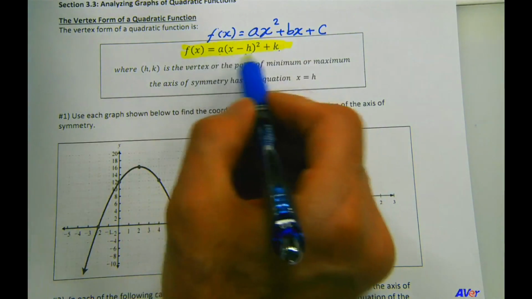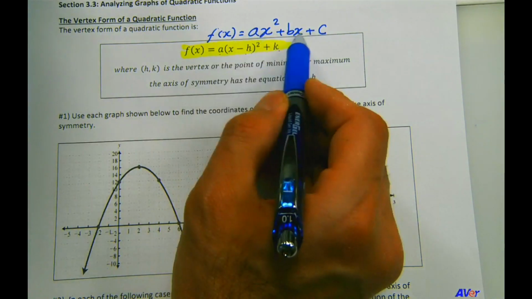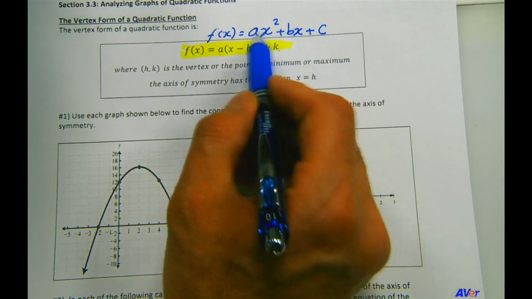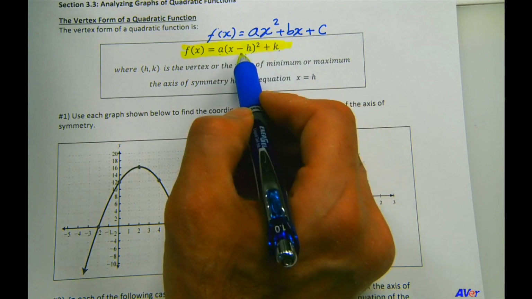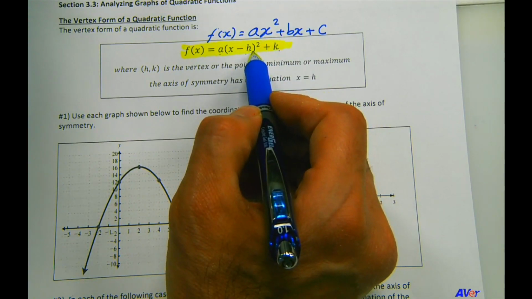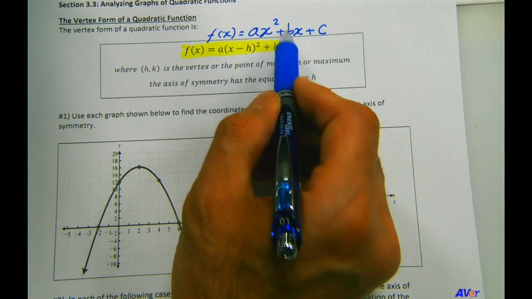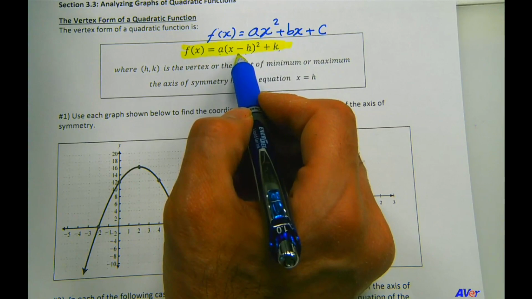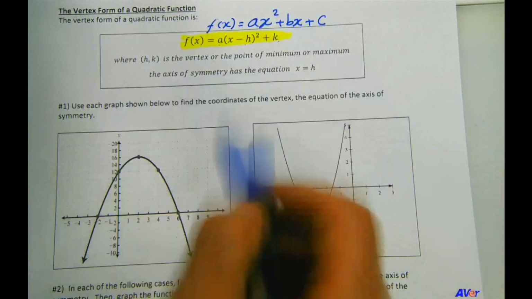And the way to get there, if you remember in the last video for section 3.2, is that if you have this form, you can obtain this form using the completing the square method. Remember that? So we can go from this form to this form using the completing the square method. Okay, and this explains that.